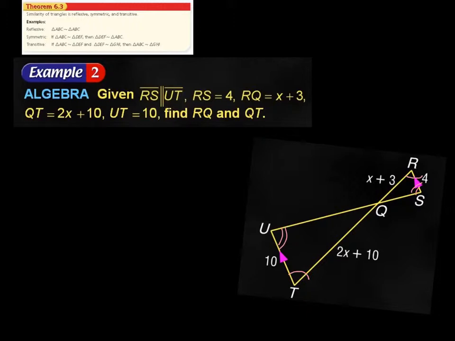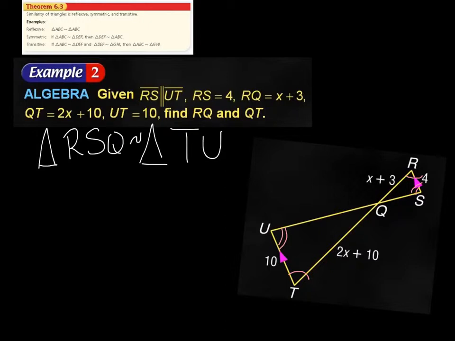So we'd have triangle RSQ, and that would force the order for the second one. R had one arc, so that would go with T, which has one arc. And S has two arcs, so I need U, and then Q has no arc, so it has to be last. It's helpful to write that similarity statement because now that helps us line up our similar parts.